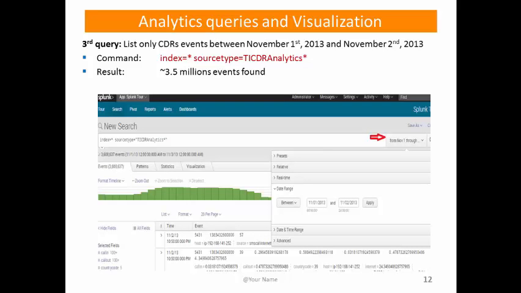In the next query, I want to view the number of events that happen within a specific period of time. In this case, between November 1st and November 2nd, 2013. All this data was collected in 2013. And Splunk provides a nice filter. You see here the red arrow that you can configure to specify which period of time you want to view the activity.